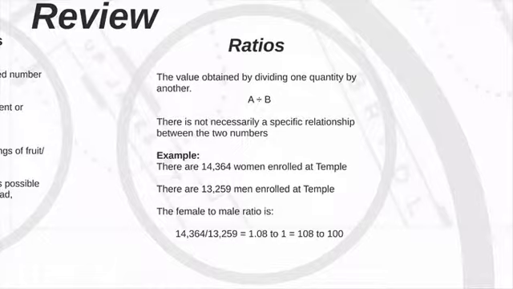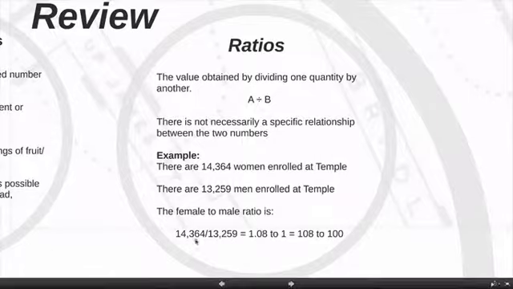So as an example, we have 14,364 women enrolled at Temple, 13,259 men enrolled at Temple. So we can create a ratio of women to men. As you can see, we can represent it as 1.08 to 1, women to men, or we can multiply up. If we multiplied both of these numbers by 100, we'd end up with 108 to 100. And this is often what we do for ease of presentation.